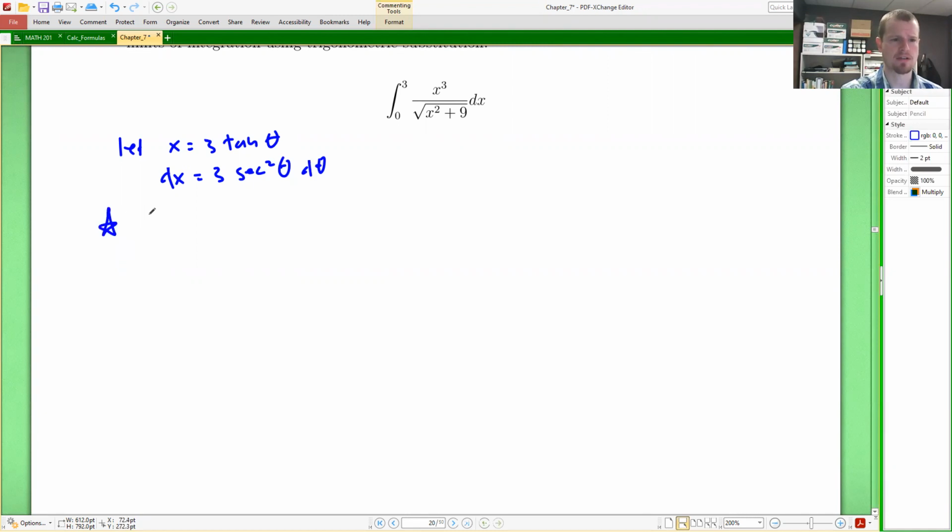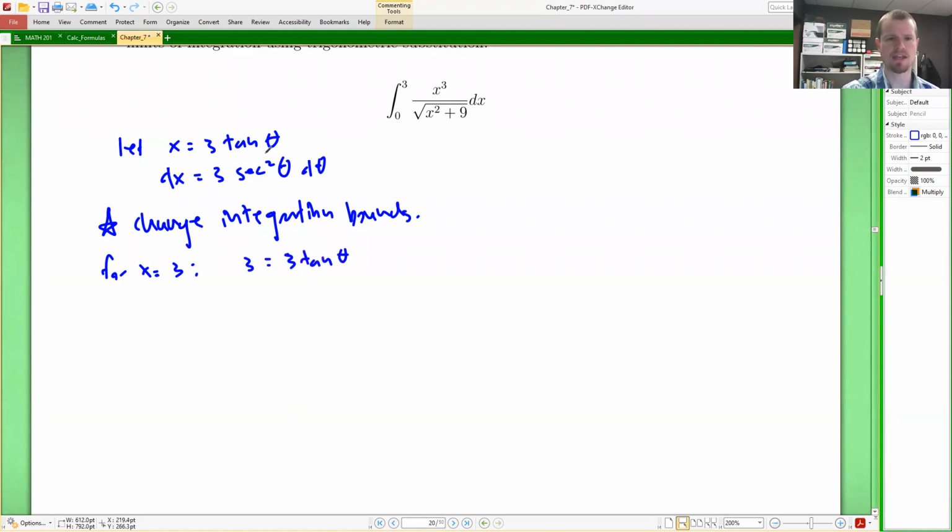integration bounds. So for x equal to 3, this is going to be 3 is equal to 3 times the tangent of theta, based on this equality, we're letting x be 3 times tangent theta. So we divide by 3 to get 1 is equal to tangent theta, and we should recognize that this gives us pi over 4 for theta.